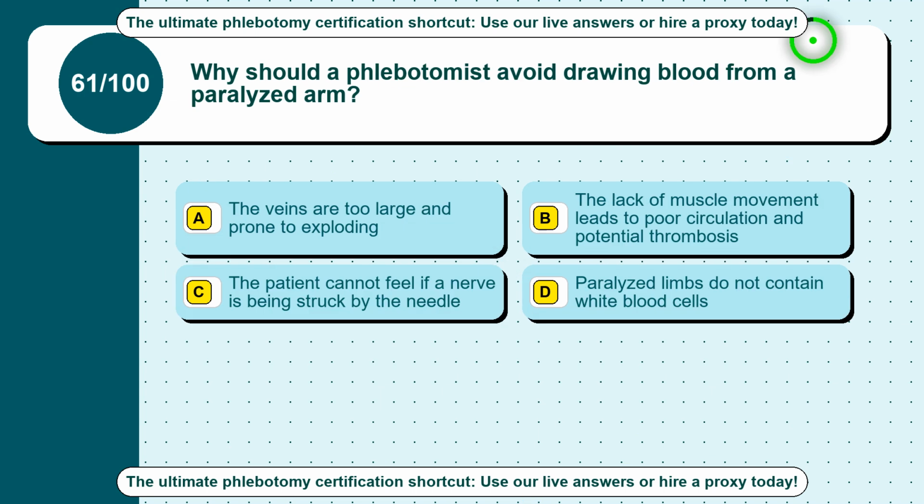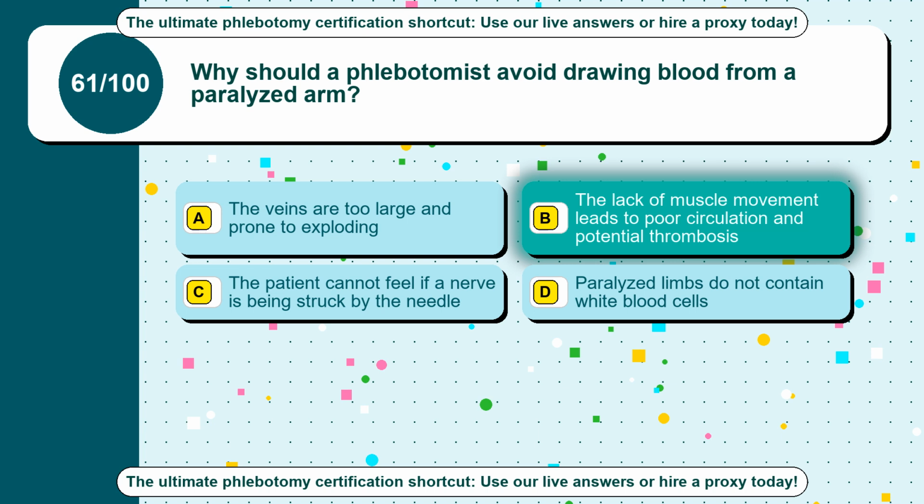Question 61. Why should a phlebotomist avoid drawing blood from a paralyzed arm? Option A, the veins are too large and prone to exploding. Option B, the lack of muscle movement leads to poor circulation and potential thrombosis. Option C, the patient cannot feel if a nerve is being struck by the needle. Option D, paralyzed limbs do not contain white blood cells. The correct answer is option B, the lack of muscle movement leads to poor circulation and potential thrombosis.